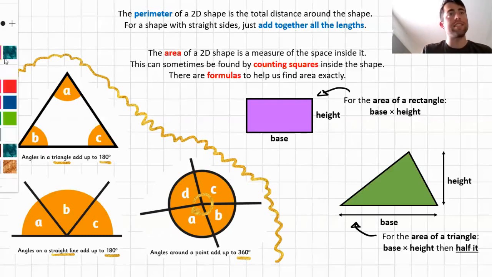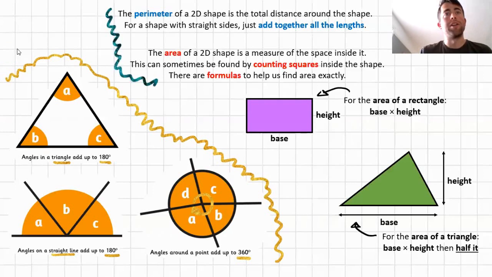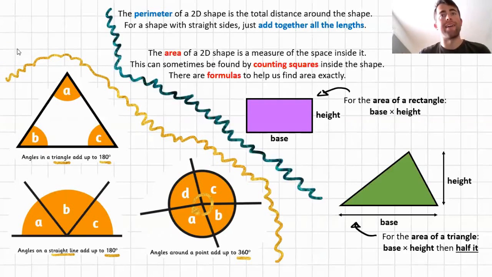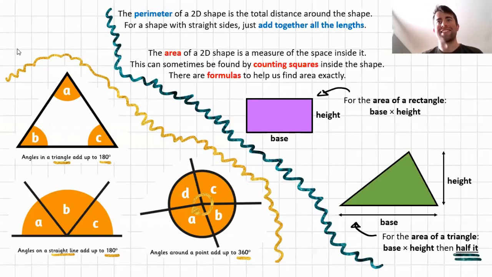Then on the right, I have some notes about perimeter and area. We've got the definitions at the top, and then how to find the area of a rectangle and the area of a triangle. Something that I really want to stress with the area of a triangle is this half it at the end. That's something that a lot of people often forget to do. To find the area of a rectangle, we just do the base times the height, and triangles are sort of like half rectangles, and so we do the same thing and then half it. Don't forget to half it for the area of a triangle.